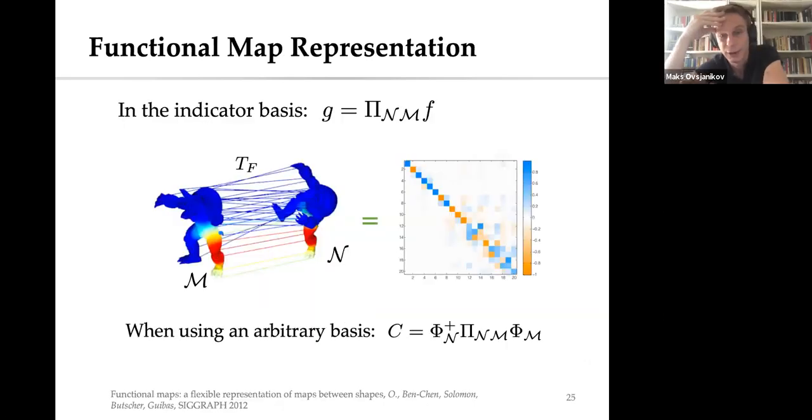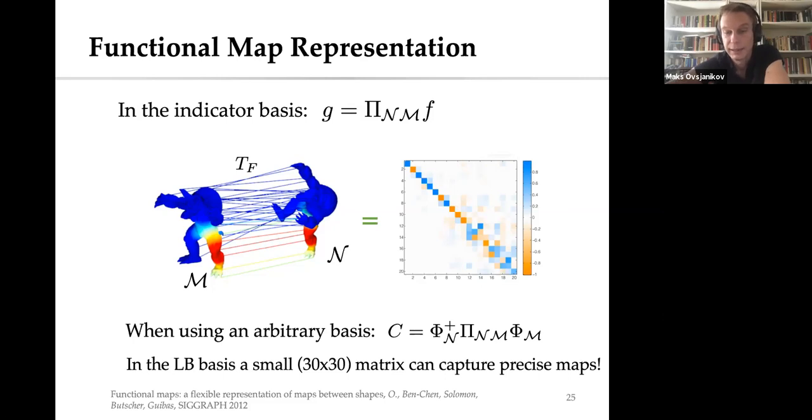Now, this was in the indicator basis. If different functions are expressed in a different basis, you can write the same idea by just appending the basis. Suppose that I have some function expressed in a particular basis. I first use the matrix of basis functions to construct the full function. Then I transport it using the pi, and then I project back onto the basis on the target shape. So this is basically the whole construction, and this matrix C that you can write in a particular basis is what we call a functional map, right?